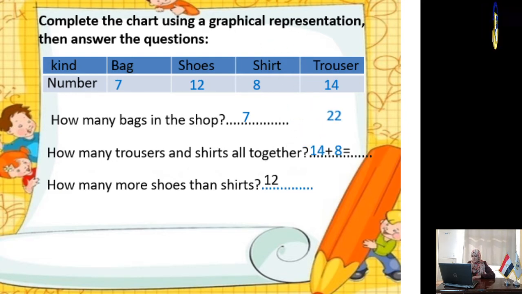Third question, how many more shoes than shirts? How many more means minus. So you have to do the shoes minus the shirts. Of course, we start the minus with the bigger number. So 12 minus 8 will give me 4.